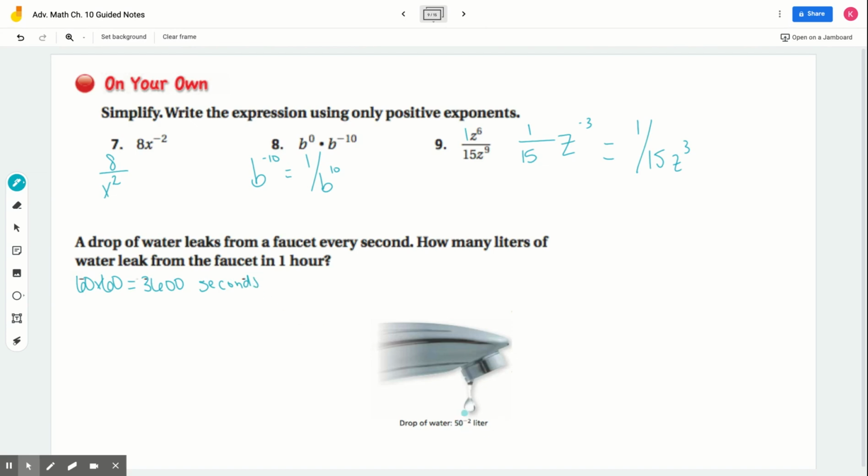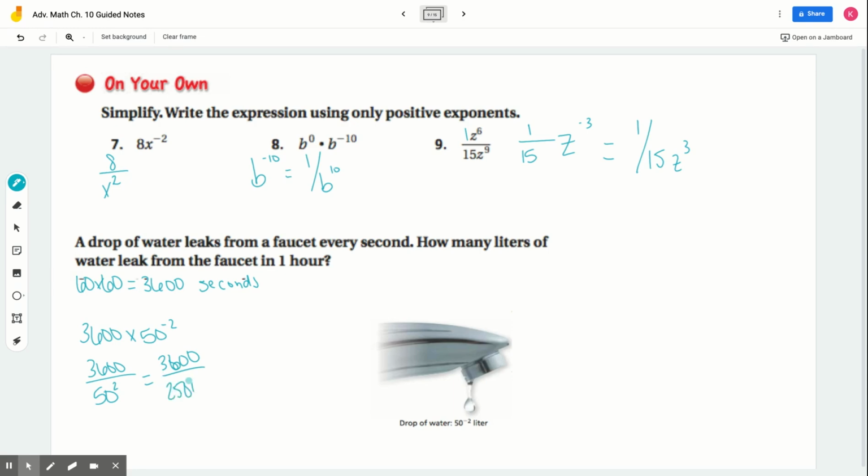Now, if we know that there's a drop every second, that's 50 to the negative second. So we have 3,600 seconds times 50 to the negative second amounts of water. Now, we have to move this to the denominator, which would be 50 to the positive 2 on the exponent. 50 times 50, 50 squared, is 2,500.